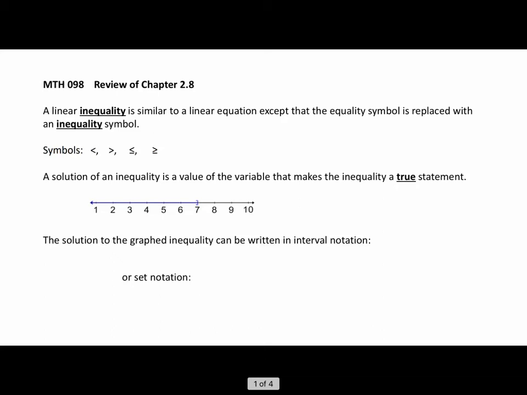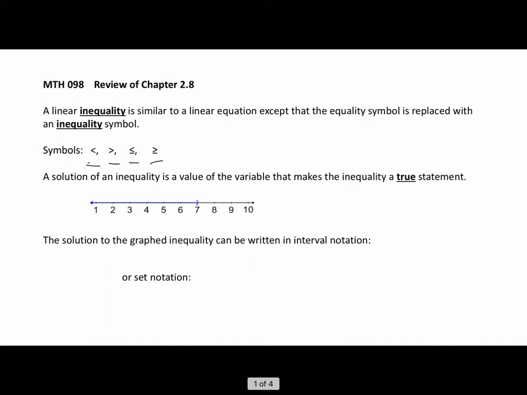Here we have a review of Chapter 2.8. A linear inequality is similar to a linear equation, except the equality symbol is replaced with an inequality symbol, such as less than, greater than, less than or equal to, or greater than or equal to. All of these are inequality symbols. And a solution of an inequality is the value for the variable that makes the inequality a true statement.